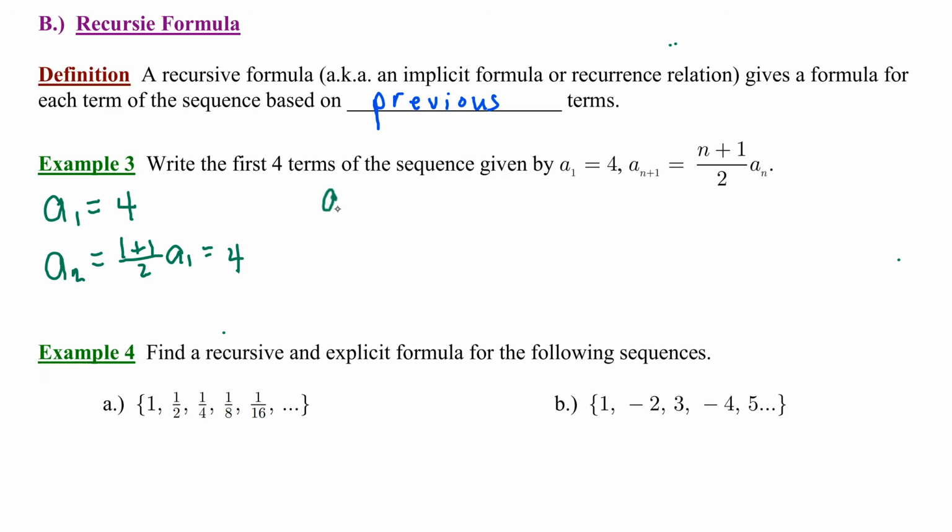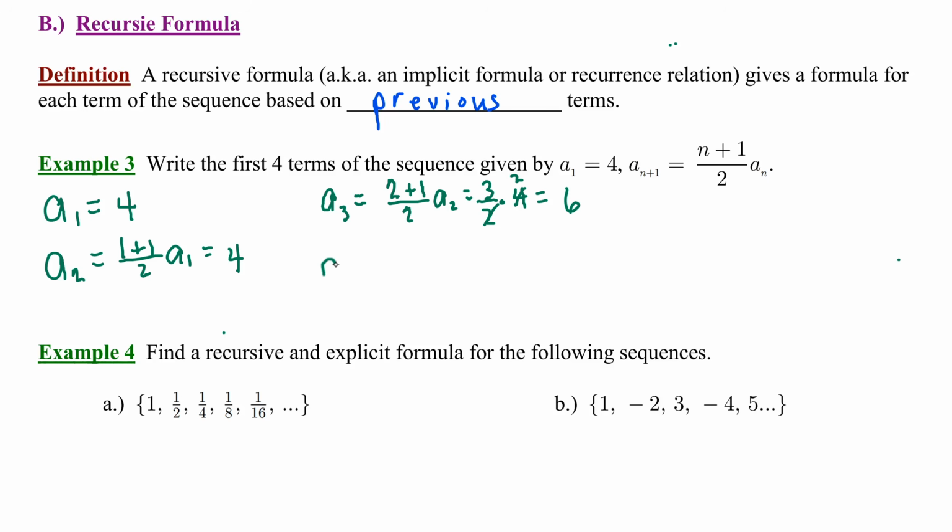To get a sub 3, notice if I'm trying to find a sub 3, it's going to be in terms of a sub 2. So in this case, we're plugging in n equals 2. So we'll end up with 2 plus 1 over 2 times a sub 2, or 3 halves times a sub 2. Remember, previously we found a sub 2 to be equal to 4. So when we reduce here, our next term is 6.